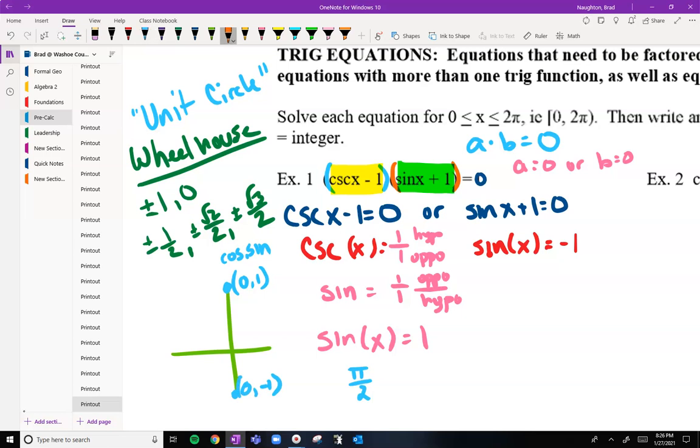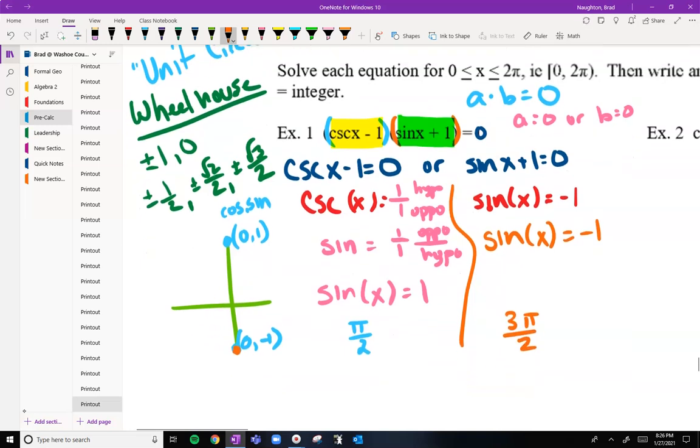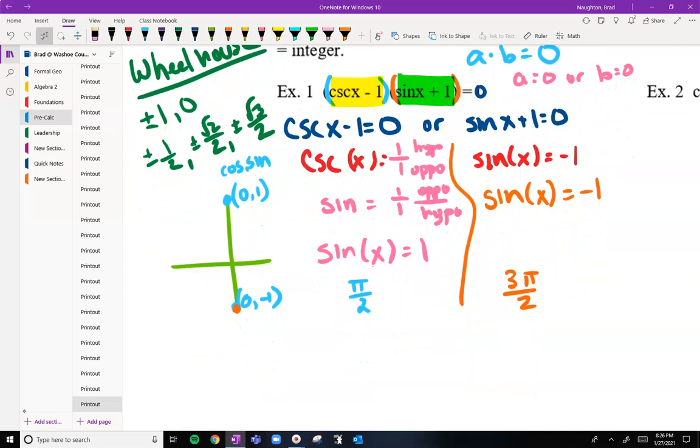Okay, so I like to write all my answers first and then worry about my mapping. On the second one here, it's already in my back to basics, it's already sine. So when is it negative 1? We sort of talked about that. That's 3 pi over 2. Excellent. Wonderful. So here we have our two answers.